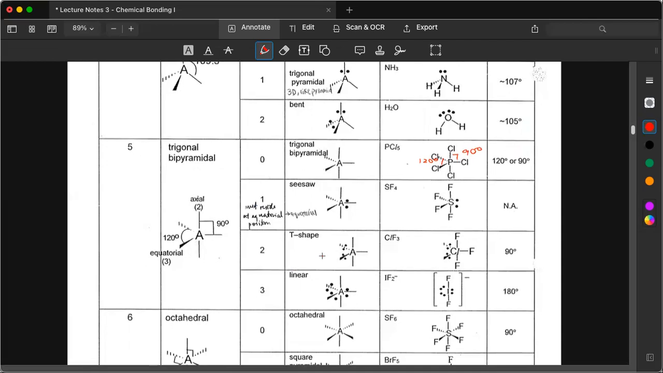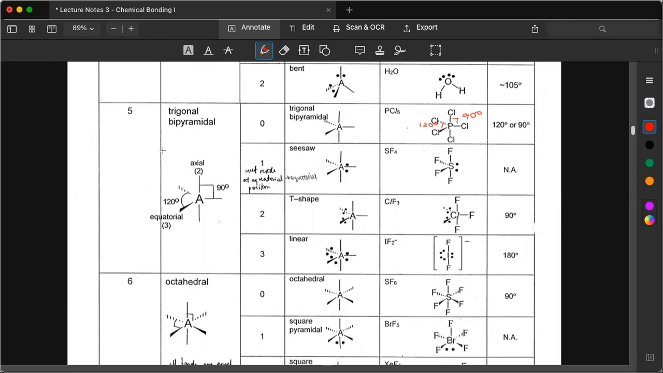If we have something like this with 2 lone pairs, it looks like a T shape, right? Because of the 2 lone pairs, this will be 90 degrees. We call it T shape. If there are 3 lone pairs for 5 electron density, it will be linear. And this is a polyatomic ion.